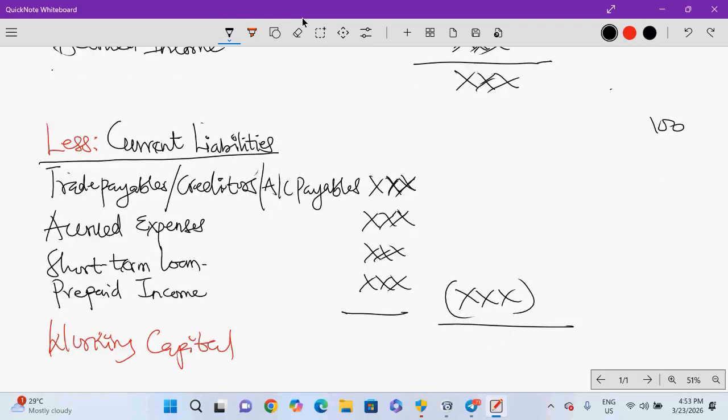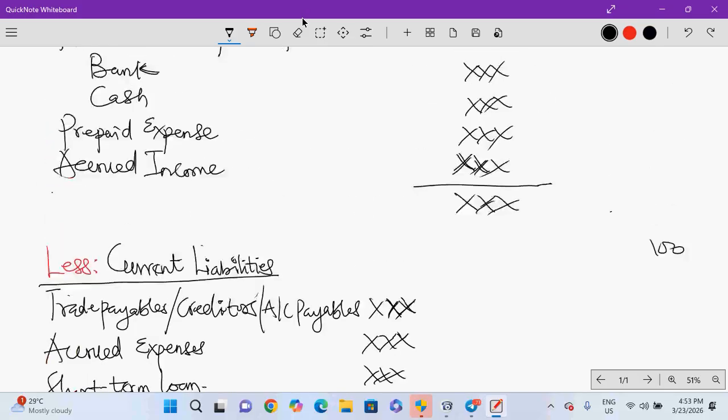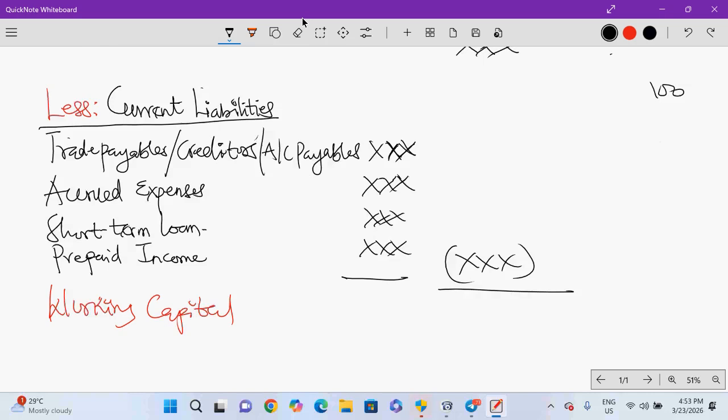So please, I have a question. Just in case you are given a question and you find a bank overdraft in it, how do you treat it? Bank overdraft is a current liability. Okay. Bank overdraft is a current liability. We cannot bring every item here, but this is a general one.